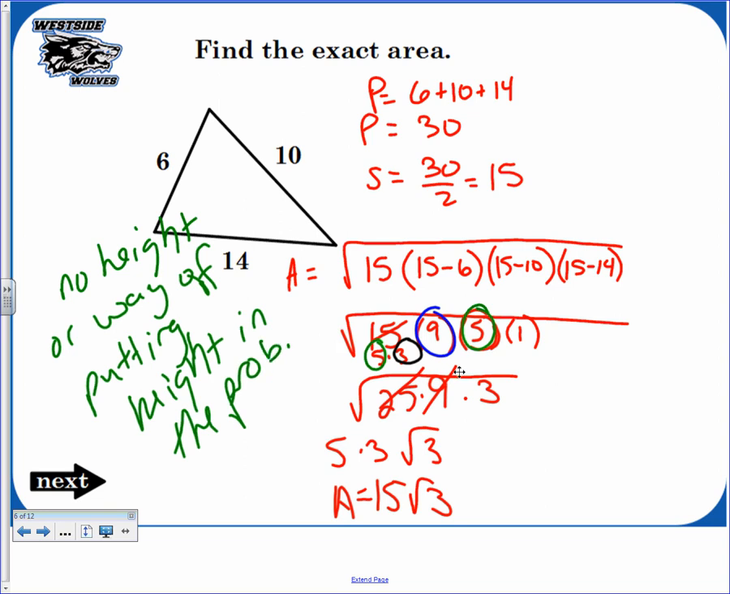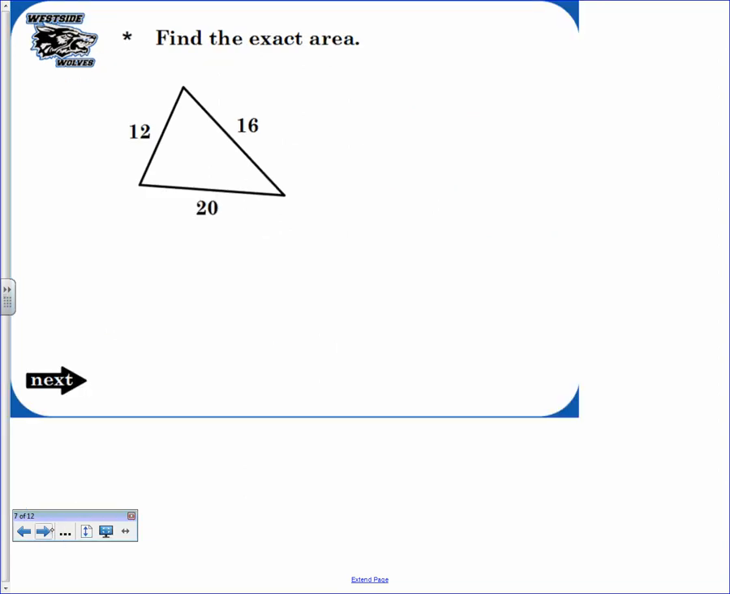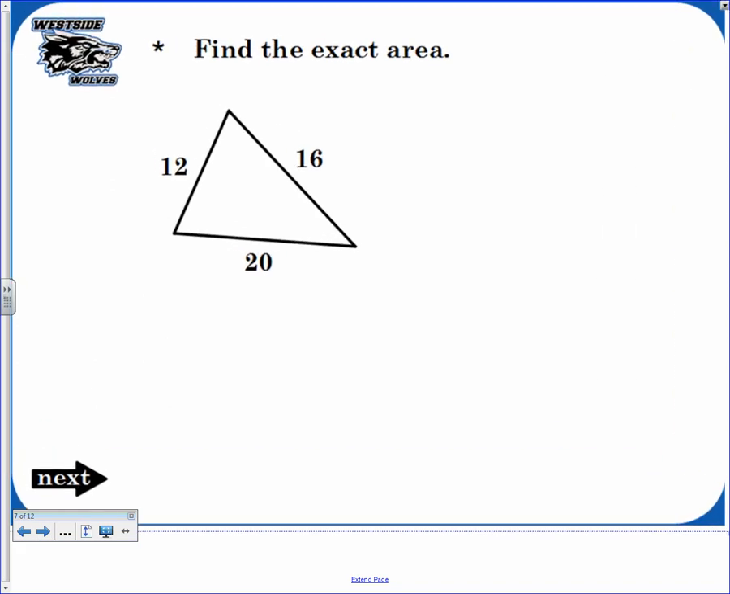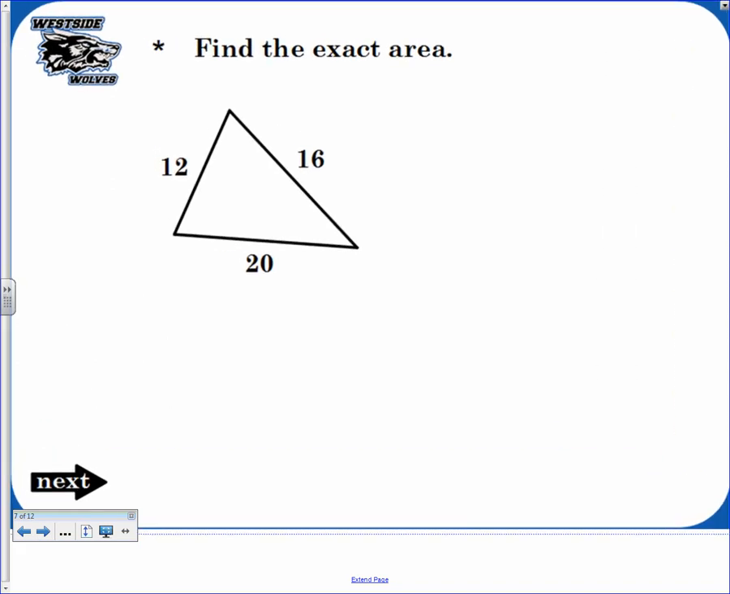All right, so if we go to this next page here, this is going to be one. It's got a star by it, so you're going to do this on a separate sheet of paper, and you're going to turn this in with your notes that you have. So pause the video at this time, do this problem, and then start the video back up again to work for the next section.